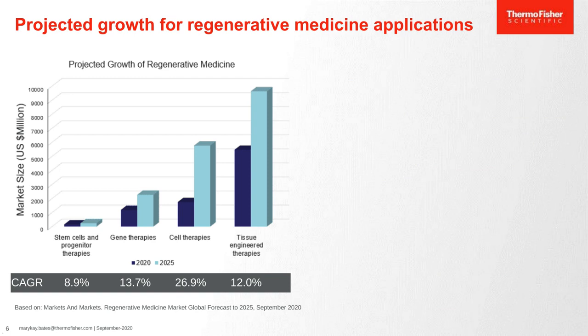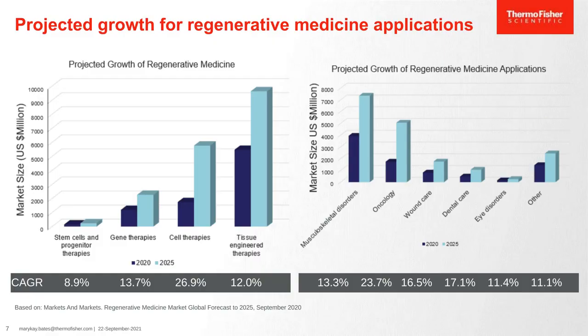Interestingly, in these data, stem cell therapies are separated out, and they have a comparatively low projected annual growth rate of about 9%. And if we split the growth rate into different applications, musculoskeletal disorders are actually the highest sector, and maybe that's a surprise to some people. Cancer oncology applications, as we know, are projected to have the highest growth rate at 24%, but all of these applications are projected to grow in double digits over the next 5 years.